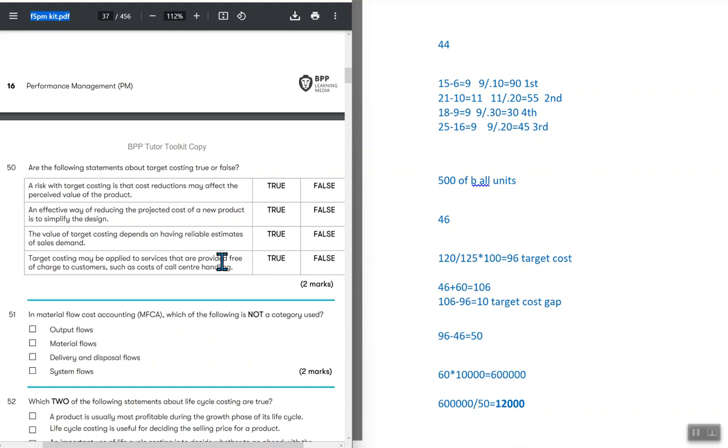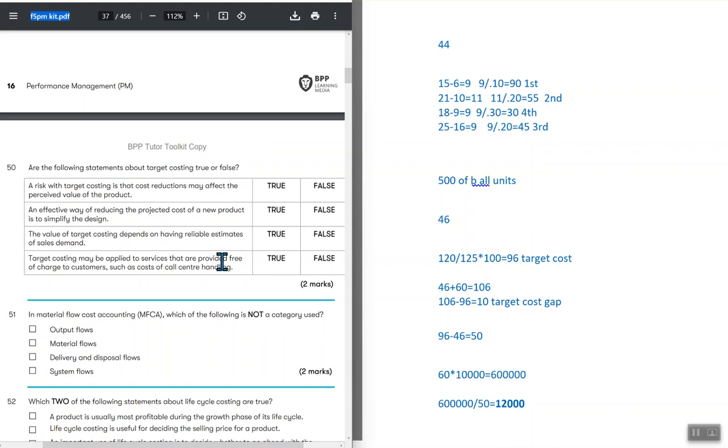Sometimes a product has too many things that are not necessary, and because of that, the cost is higher. So simplify design. Value of target costing depends on having a reliable estimate of sales demand. Remember, we could use target costing in combination with life cycle costing. So we could use life cycle costing to look at the overall cost over the life cycle, and we could use that as a target cost. So that will depend on how reliable our demand estimate is.